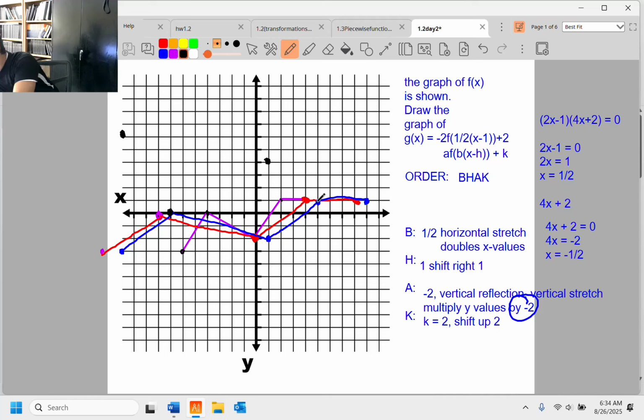If we multiply this y value of 1 by negative 2, we will be at negative 2. And the same here. So you can see that we have done the vertical reflection, and we've also done the vertical stretch, because now it's twice as tall. And the last thing is that the k value is 2. We're going to shift this whole thing up 2. So rise 2, rise 2, rise 2, rise 2, rise 2.